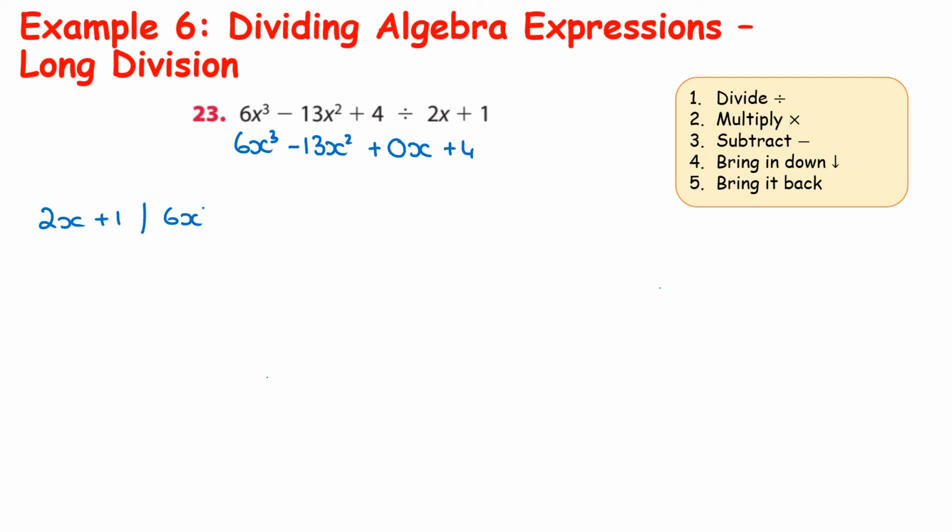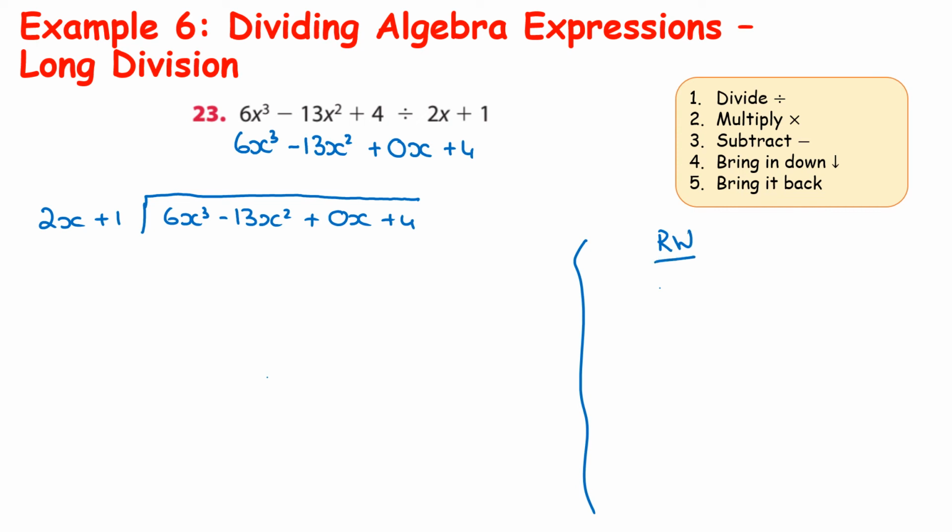So we have 6x cubed minus 13x squared. Don't forget to put in that 0x because we need that space. Even though the term isn't there, we need the space for the x terms. And we set up our little rough work column over here, and we divide the first term divided by the first term.